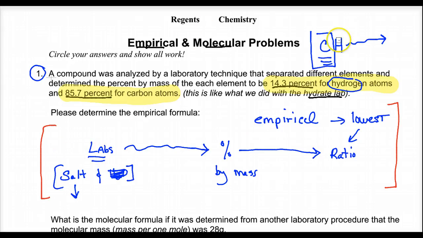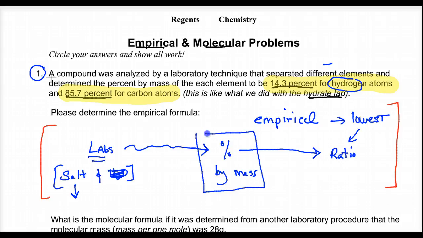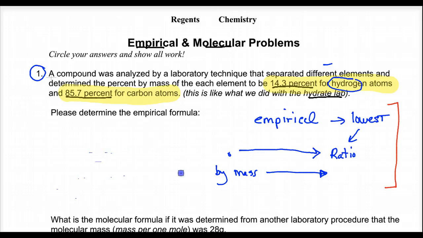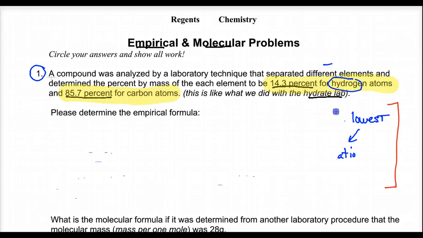The techniques are very similar, and what they lead us to do is from these percentages we should be able to build a chemical formula. That's what we're about today. We're building chemical formulas from the percentages, and the percentages come from laboratory techniques that are just like the one you did for the hydrate lab. So let's get started and see what they gave us. They gave us some percentages, and these percentages again came from a laboratory scenario.